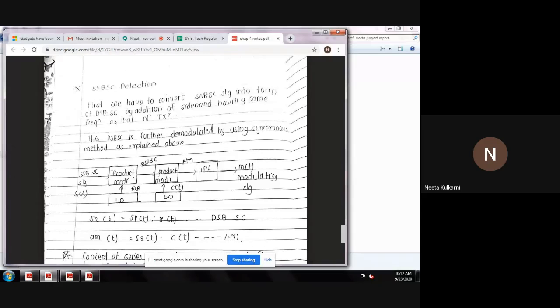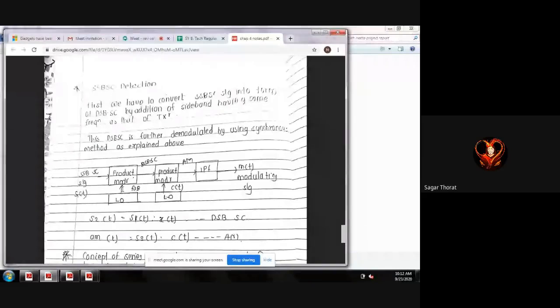So this is the product modulator. One input is S of T, another is the frequency of the side band. Explain now. Next step. What is the output of product modulator 1? DSB-SC. DSB-SC signal. Then, what is the next step? Add carrier signal.